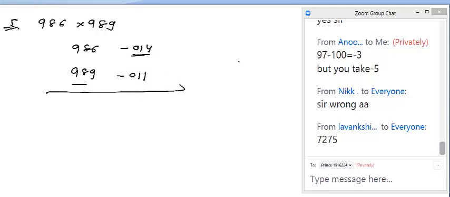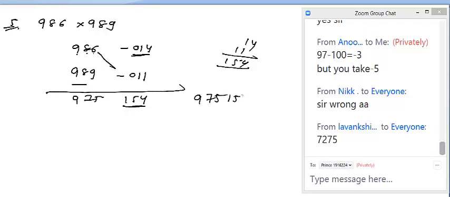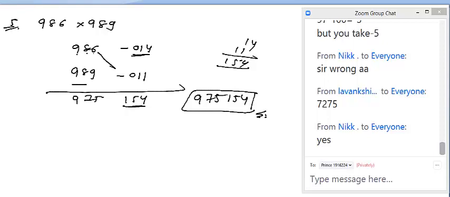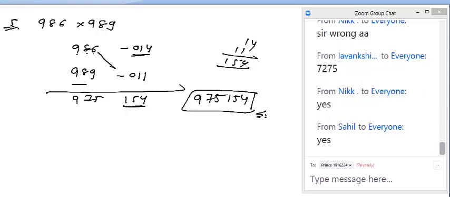Okay, so when you multiply this, it is very easy to multiply. Here is simple, 154. So you will write 154 because base is 1000. 3 digits you will write here. If you have a more than 3 digit number, then you will put it further. So sum of this, 986 minus 11, it is very easy, 975. So answer will be 975154. So this is the answer. You can do it very quickly. Understand or not? If you understand, say yes.